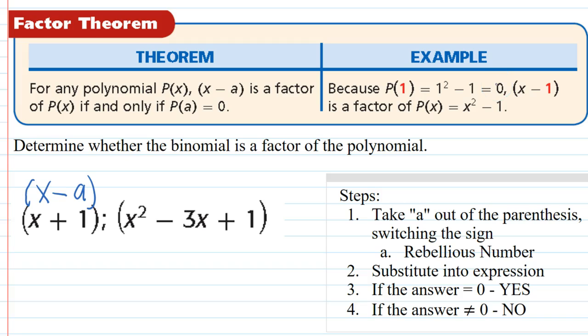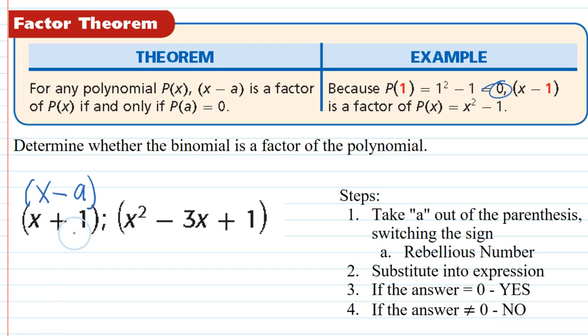The factor theorem says that if you have a factor of a polynomial, then when you plug that number in, the answer will always be 0. So to do this, you simply take out the number and plug it in. See if it's 0 or not. So here's our first example.